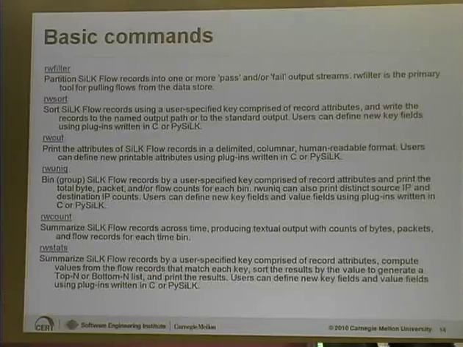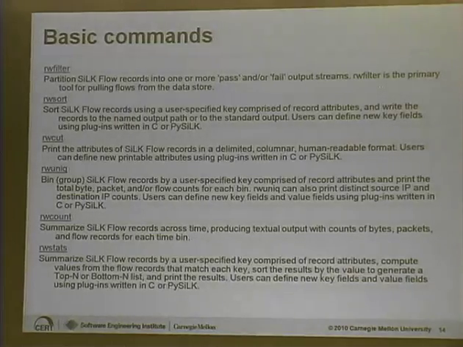To run through some of the basic commands, we won't go through these in significant detail, but there's a filter command. This is really your first line filter. What protocols do I want to look at? What time frame do I want to look at? What ports do I want to look at? There's a sorting command, and an rwcut command, which will print things out in plain text for you to use in whatever other reporting utilities you want.